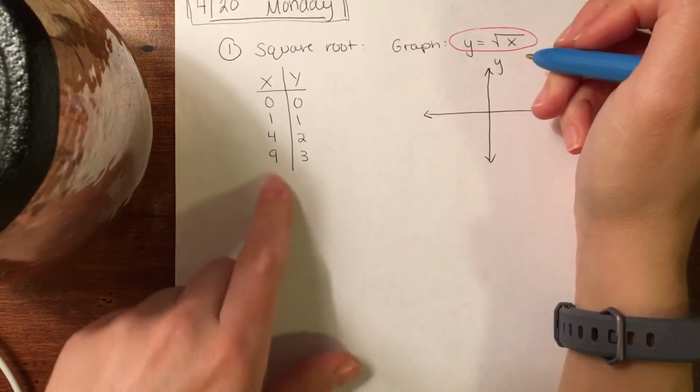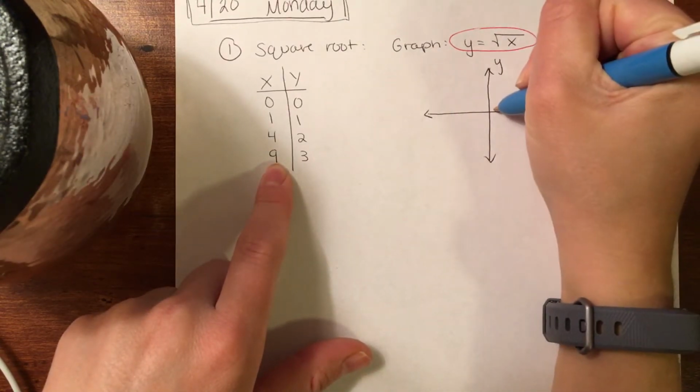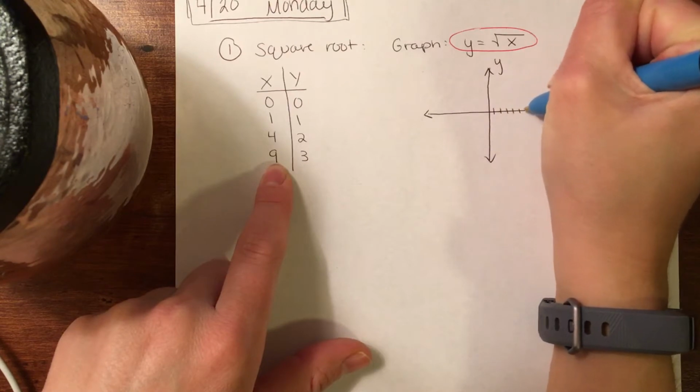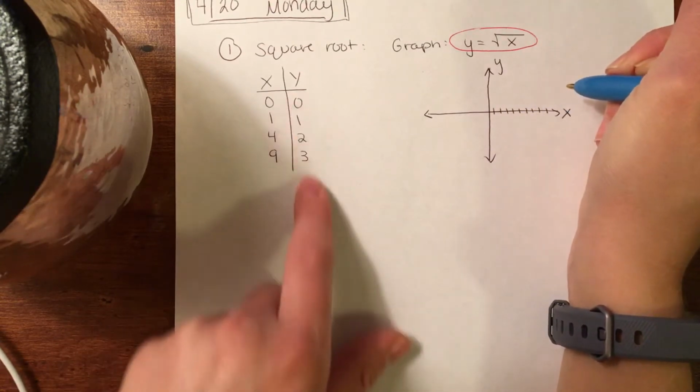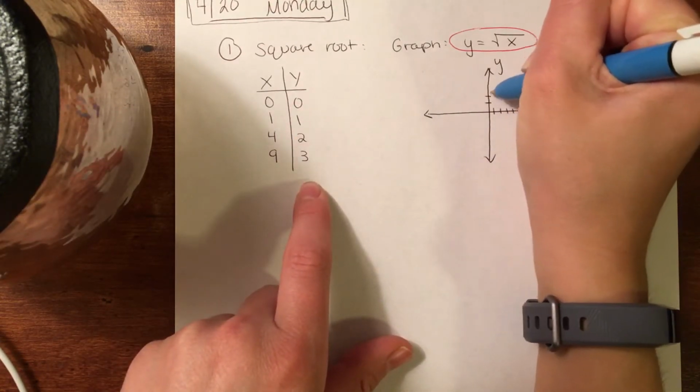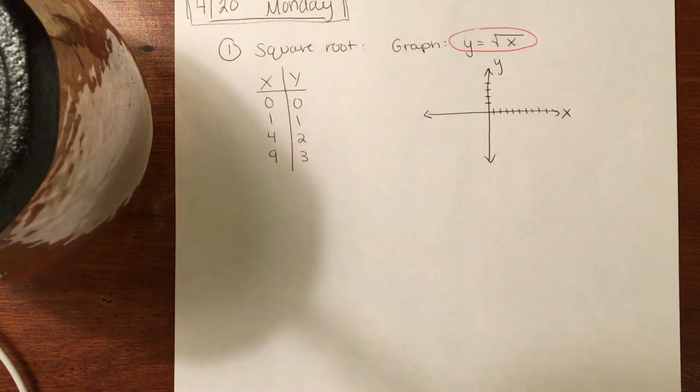I'm going to just kind of count. I know I have to go up to 9, so I'm going to count out 10. 1, 2, 3, 4, 5, 6, 7, 8, 9. And my y's are going up to 3. So 1, 2, 3, 4. Okay, and just graph this as neat as possible. I know this is not ideal.